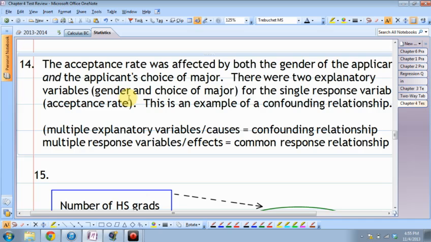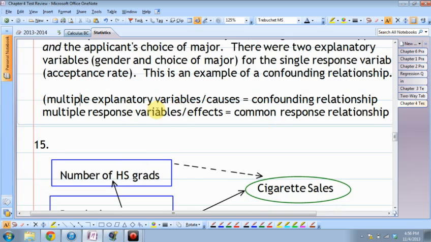Were there 2 causes or 2 effects? Looks like there were 2 causes. So 2 causes means confounding relationship. And then I have this over here, same thing. If there are multiple causes, that's a confounding relationship. Warner, this is part of yours, right? If there are multiple effects, then that's an example of common response. Multiple effects.